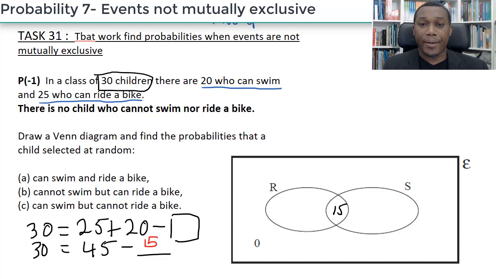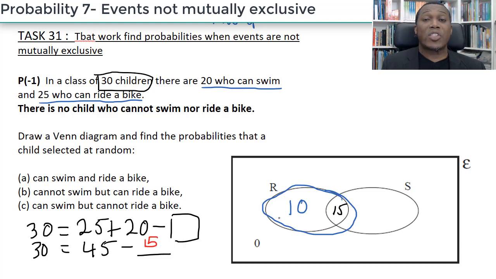Now, remember the whole circle, and I hate saying circle in this context when it's clearly not a circle, but ellipse, yeah, we stick with circle. The total riding the bike was supposed to be 25. I already have 15. How much more to give me 25? 10. So there's 10 students who only ride a bike. They don't swim, they just ride a bike.